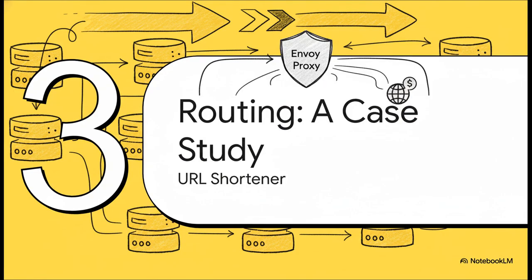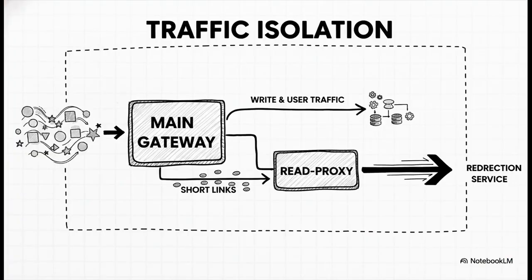Let's make this real. We're going to walk through a case study from the source material that I think really brings this all to life. A high-performance URL shortener that uses Envoy to direct its traffic. What's so clever about this architecture is that instead of having one big Envoy proxy try to do everything, it uses 2 specialized tiers.